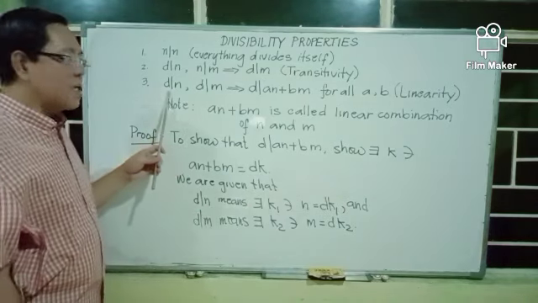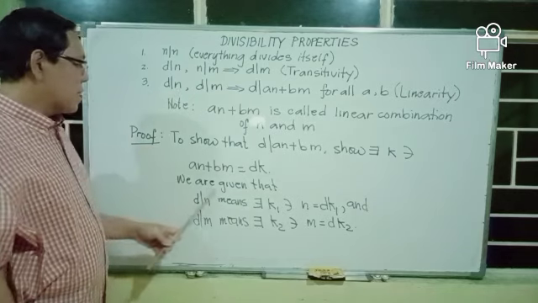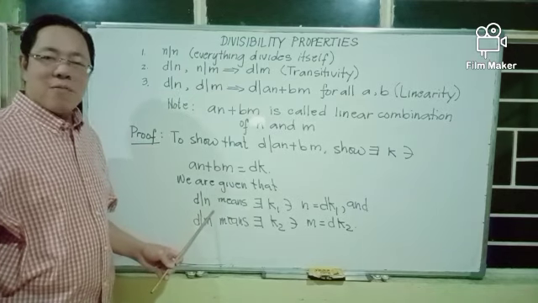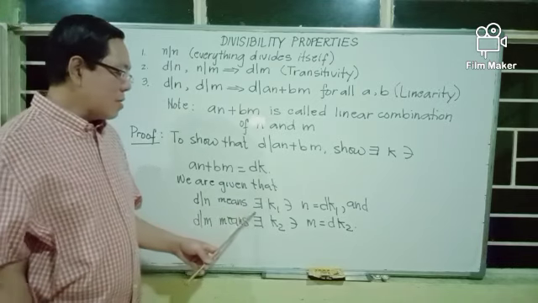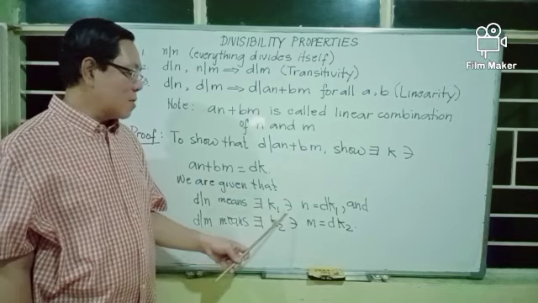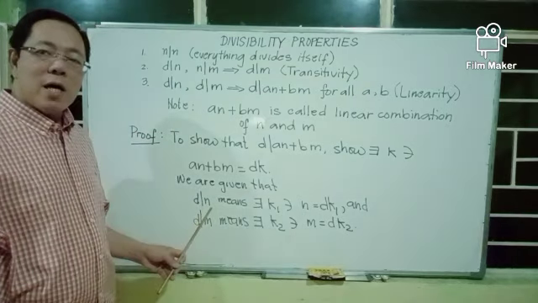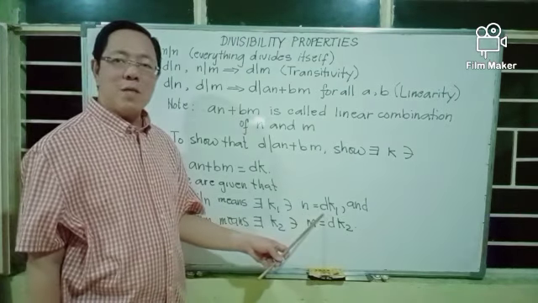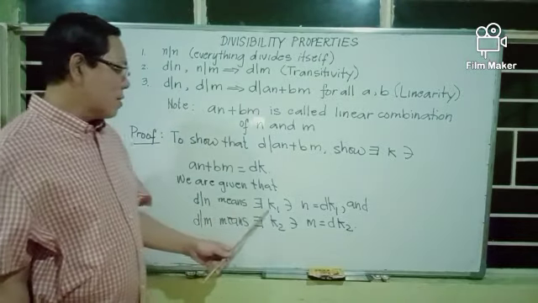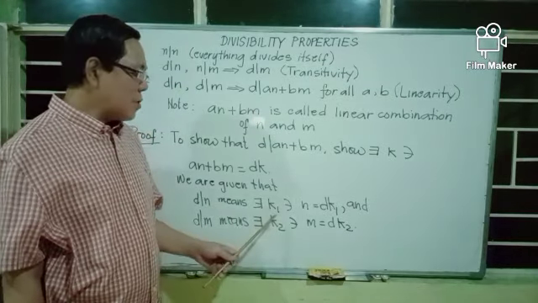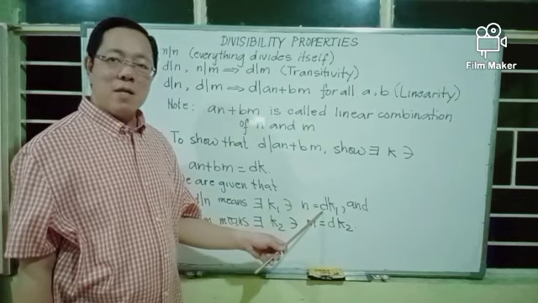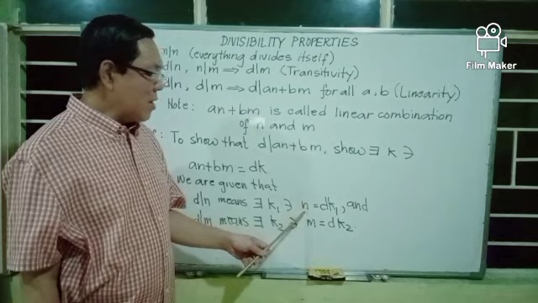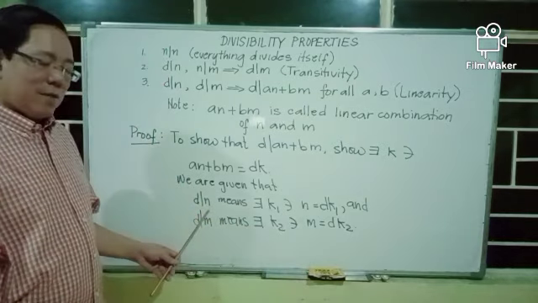The first given, d divides n. We are given that d divides n by definition of divisibility. D divides n means there exists an integer k1 such that the integer n is equal to the product of the divisor d and the integer k1. We are sure that there is an integer k1. If you multiply that by the divisor d, the product is equal to the integer n.